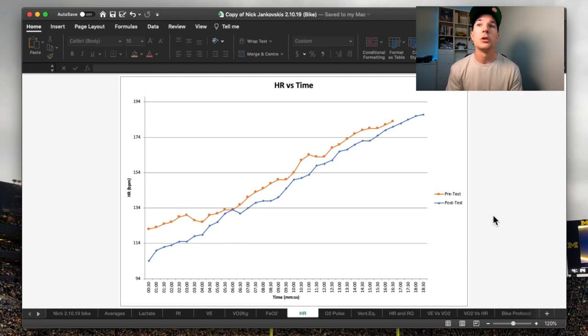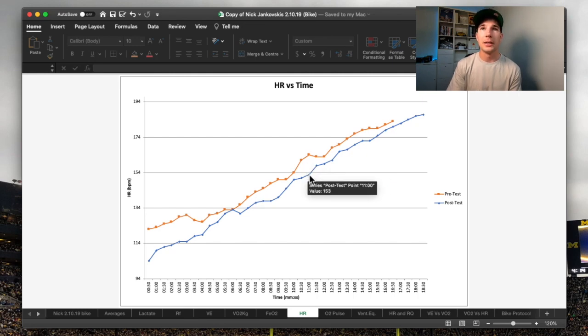Again, pre-test in the orange, post-test in the blue. You can see here, as exercise intensity increased, heart rate followed the exact same trend. It increased fairly linearly throughout. So as exercise intensity was going up, so too was heart rate. But you can see the blue line significantly lower most of the way along here.